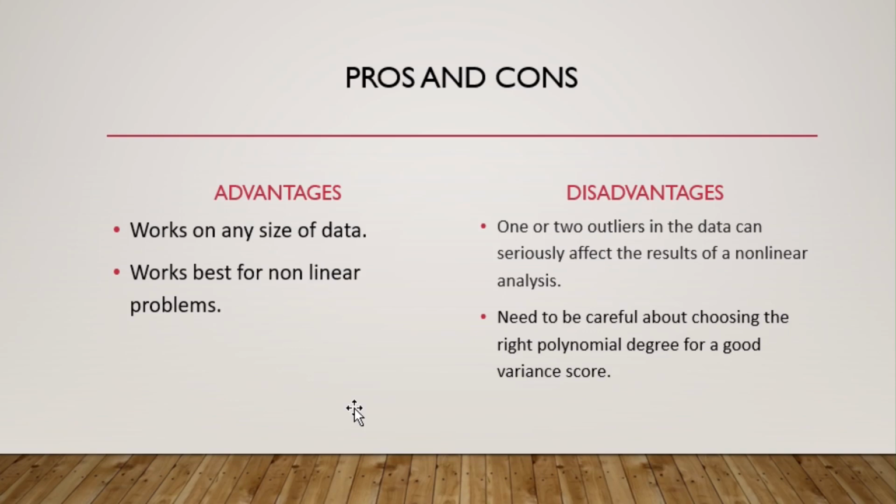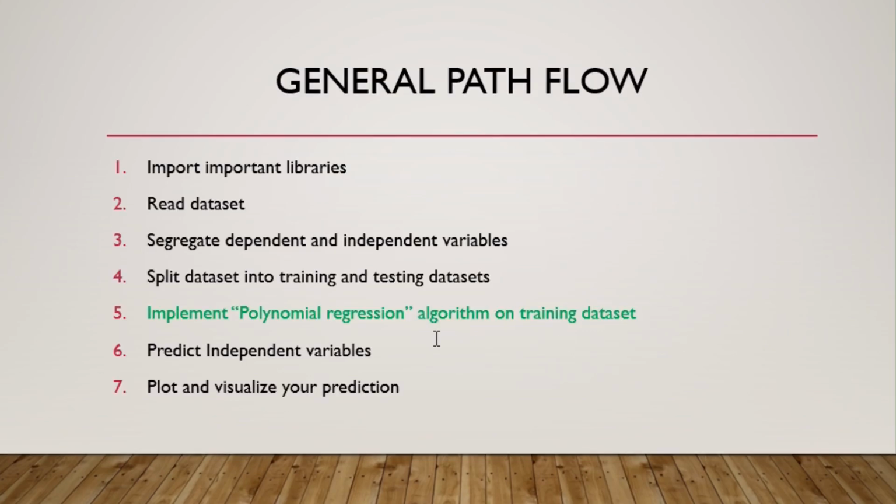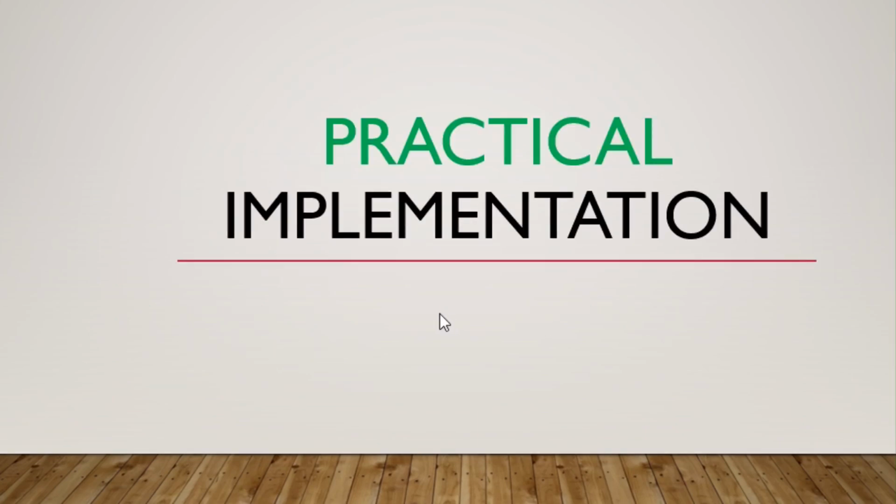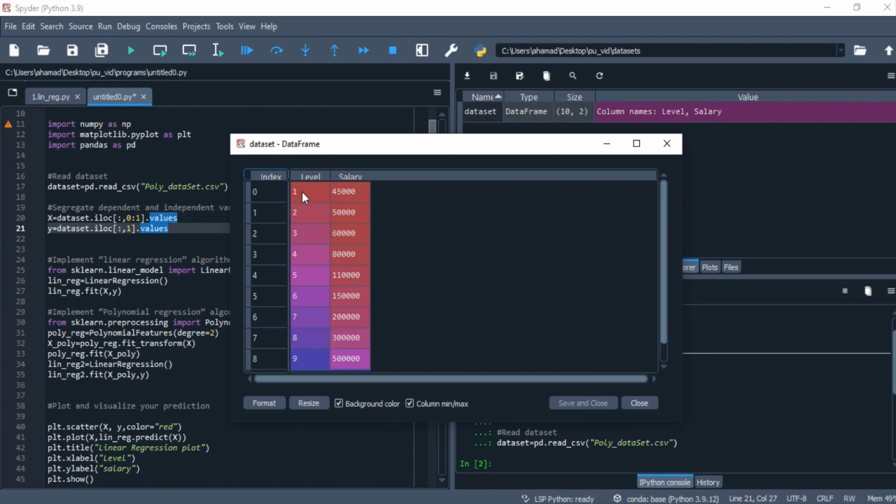Before moving ahead with the practical implementation of the polynomial regression, let us discuss the general path flow which we have been following from the starting. Here the only difference comes at step number 5, where we are going to implement our polynomial regression algorithm on the training dataset. Finally, your favorite section, now we are going to implement polynomial regression practically. I'm going to predict the salary of an employee based on his level. In this practical, we will analyze the difference between linear regression and polynomial regression.